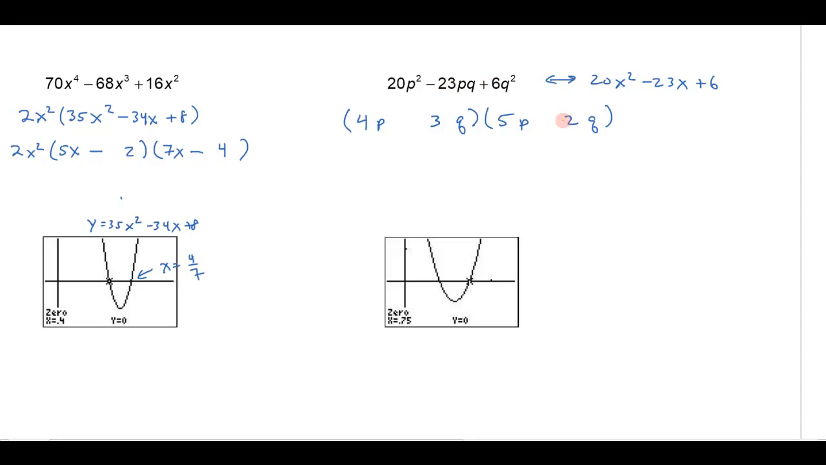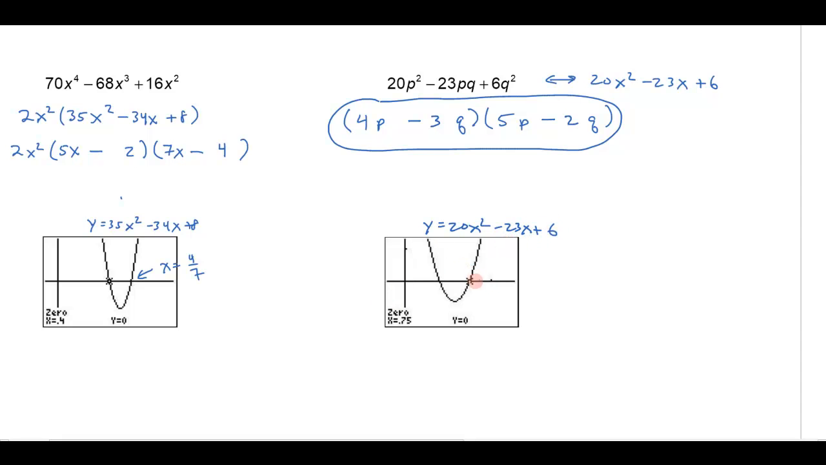And I check my signs here. If this is plus and this one's minus, these would both have to be negative, and I would get, let's double check it, 20p squared, and then I've got a negative 8pq minus 15pq is minus 23pq, and then there's the 6q squared. So I think we factored that. All right, and this right here, this is the graph of y equals 20x squared minus 23x plus 6.